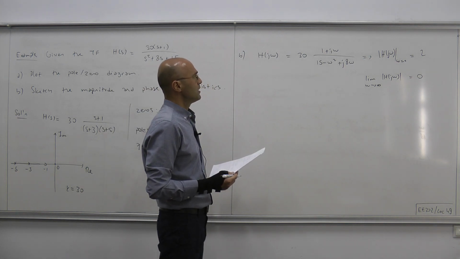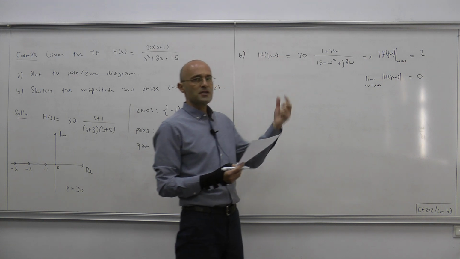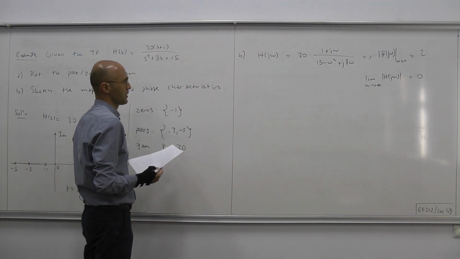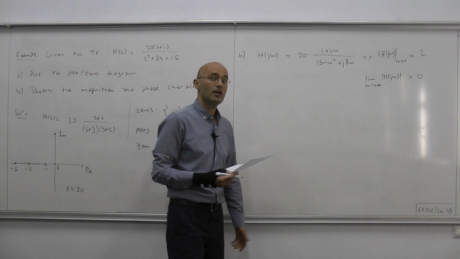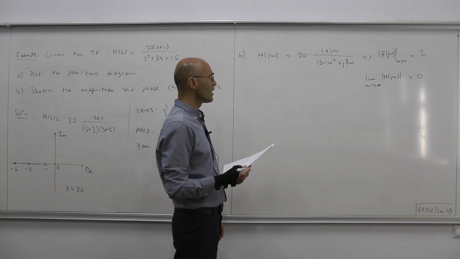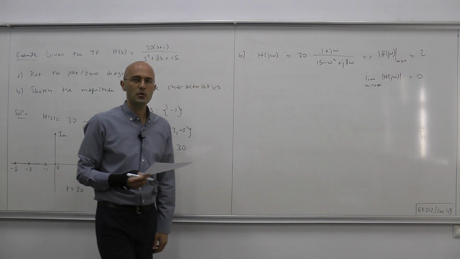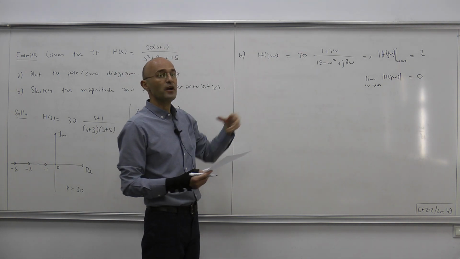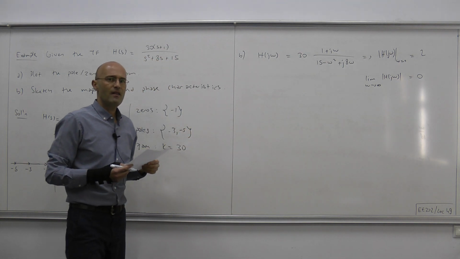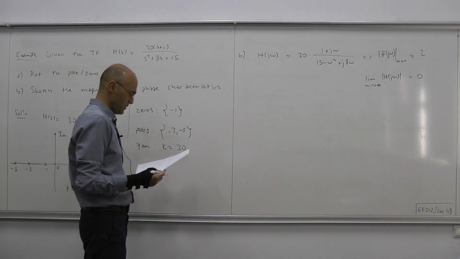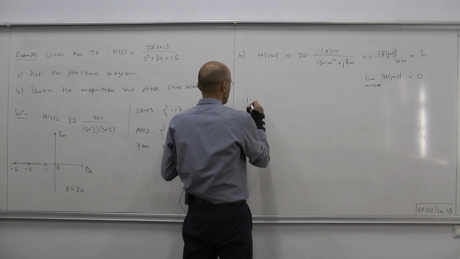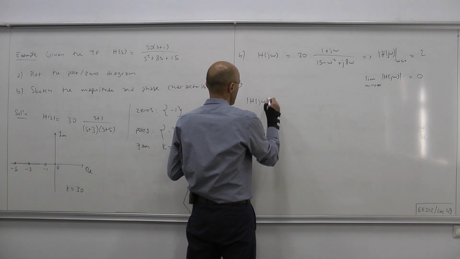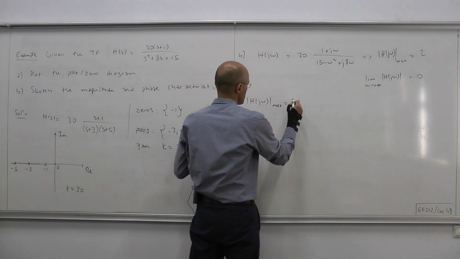Okay, so we figured out what happens at low frequencies and then what happens at high frequencies. Let's also try to figure out, if we can, the maximum value that the gain attains, and also at what frequency that maximum value is reached. Okay, so let's figure out H of j omega max.